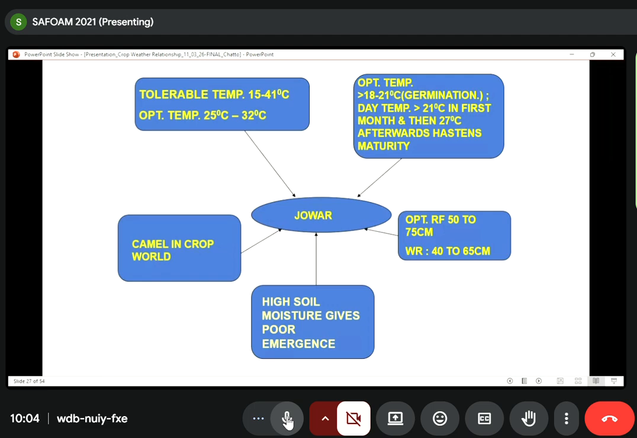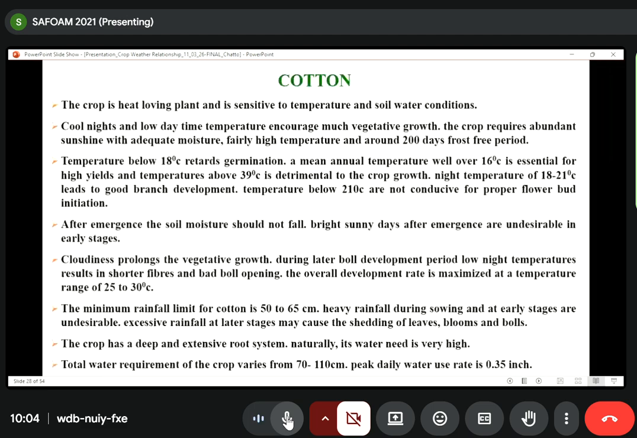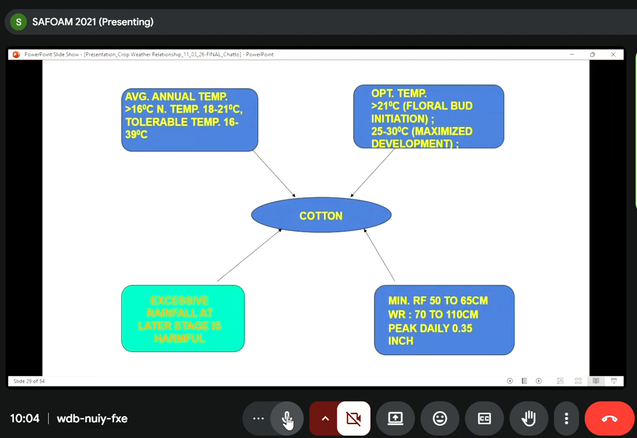This is jowar, this is cotton. Here, the average annual temperature is greater than 16 degrees, and the tolerable limit is 16 to 39. Excessive rainfall in the latter stage is harmful. That is why the last stage of the cotton coincides with the post-monsoon period.